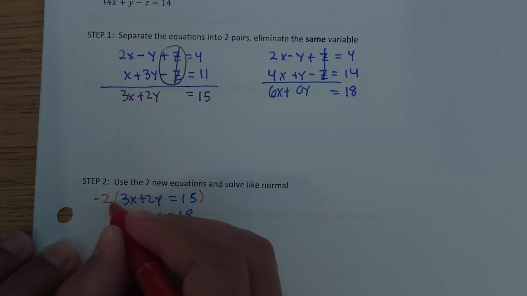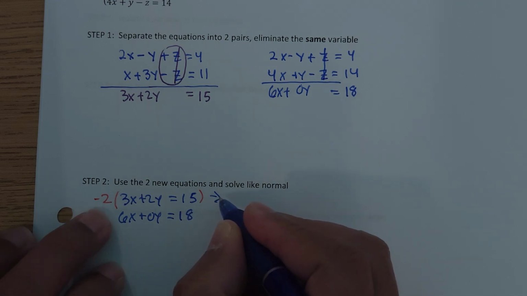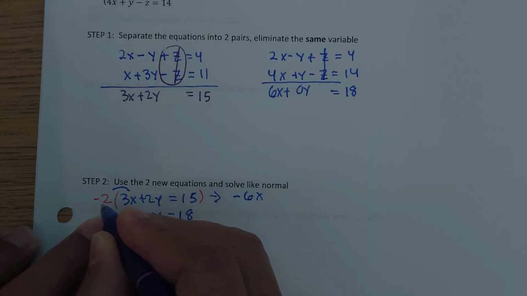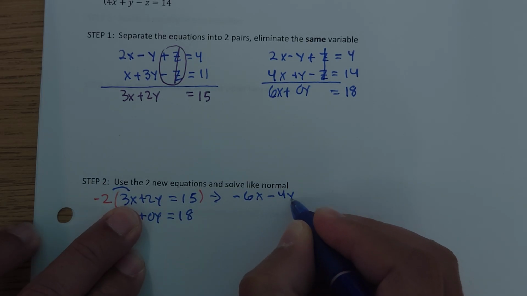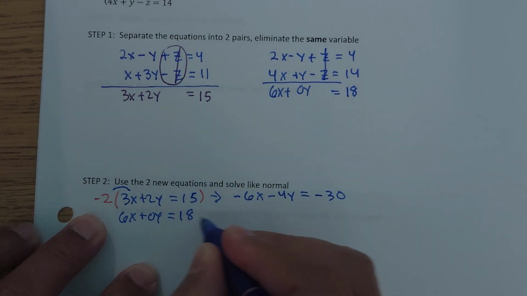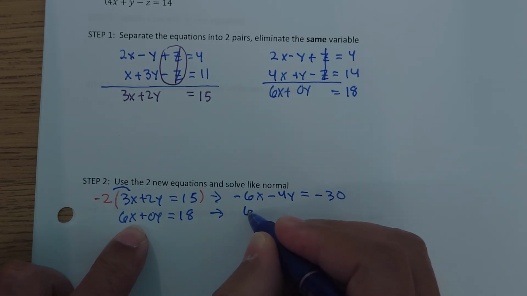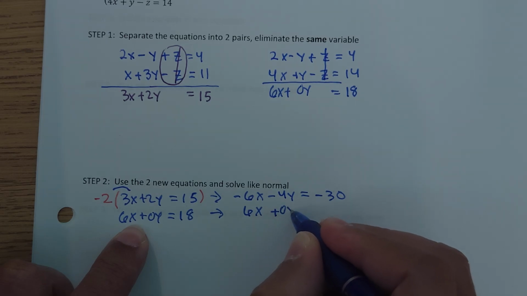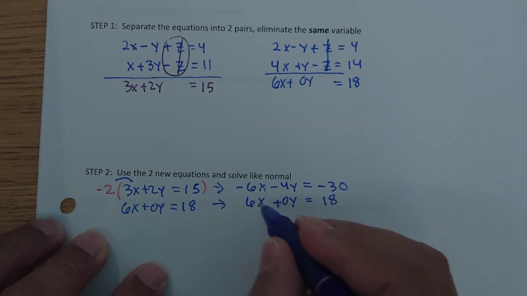So I'm going to multiply by negative 2. So once I do that, then I have negative 2 times x. I'm distributing, that's negative 6x. Negative 2 times 2y, that's negative 4y, equals negative 2 times 15, that's negative 30. And this equation, I am not going to do anything to it because I don't need to. I'm just going to copy 6x plus 0y. Notice I'm just writing 0y as a placeholder, so I don't get confused.